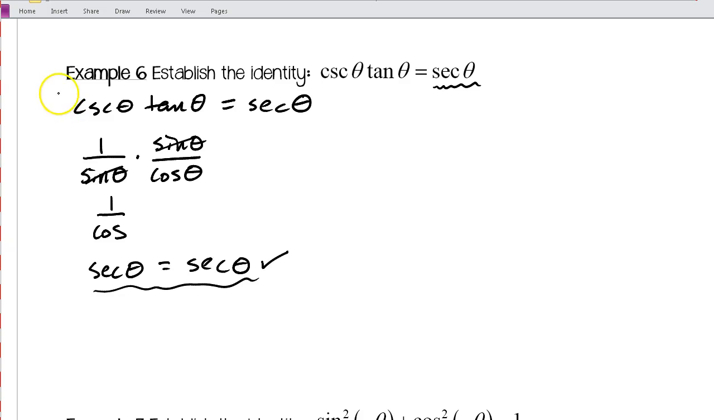So keep in mind, I like you to work down, and then in your last step, you'll write that the two things are equal, and you'll check it off that you've established the identity. If you have any questions, make sure you ask, and we'll see you in example 7.